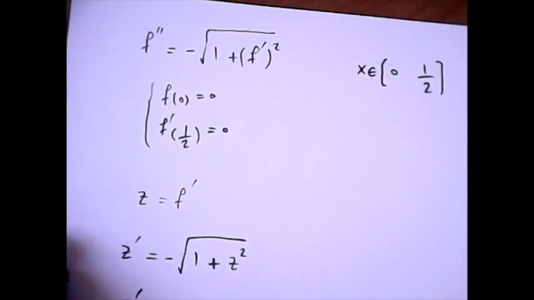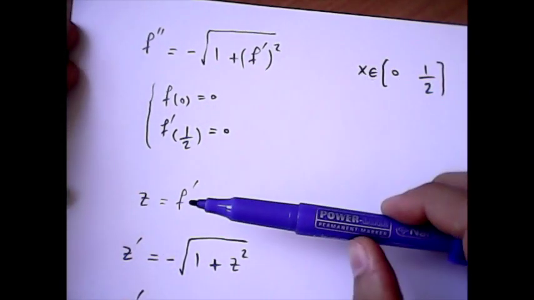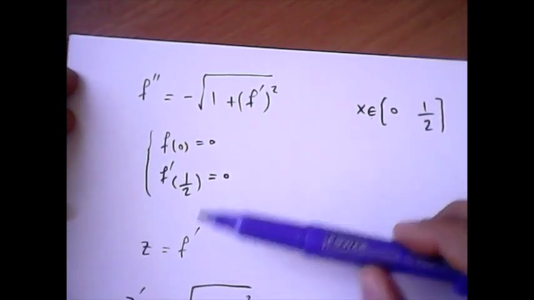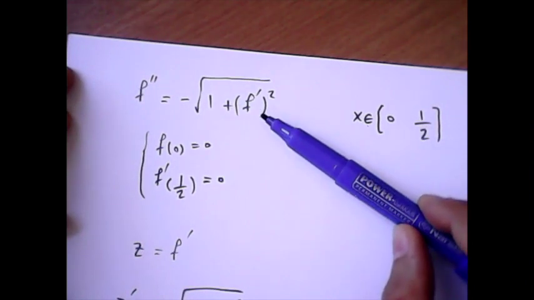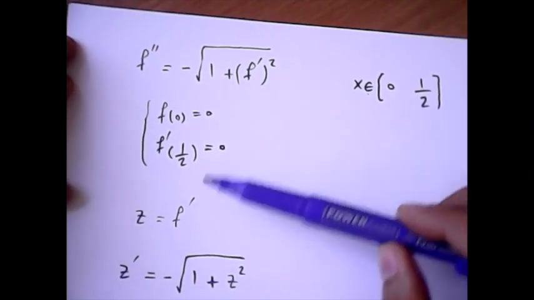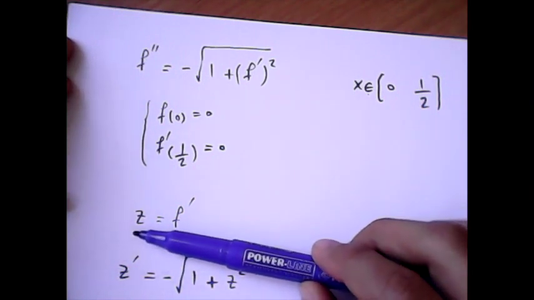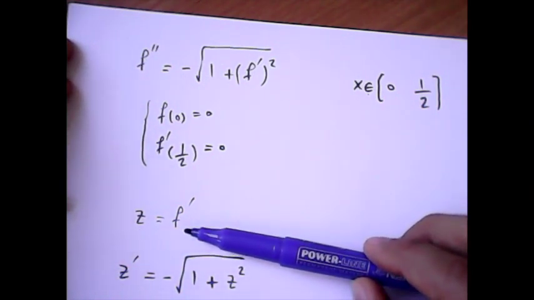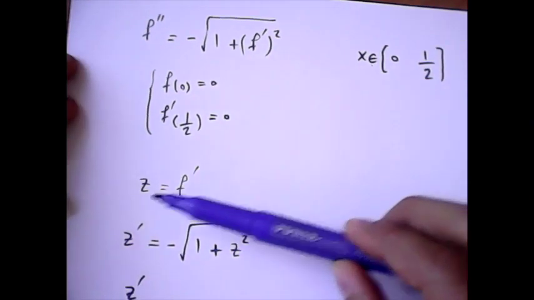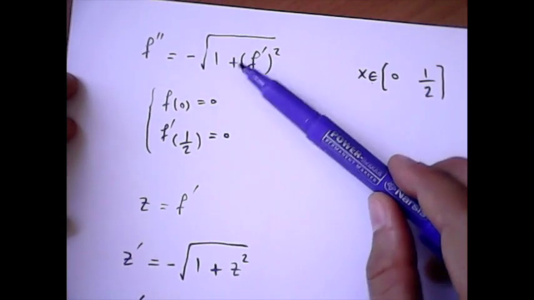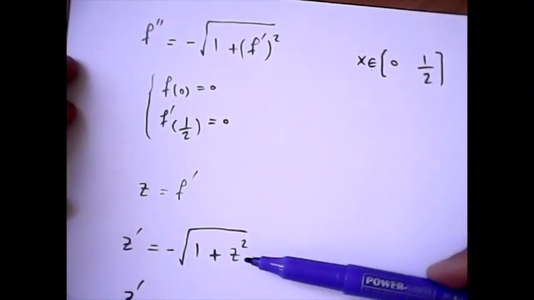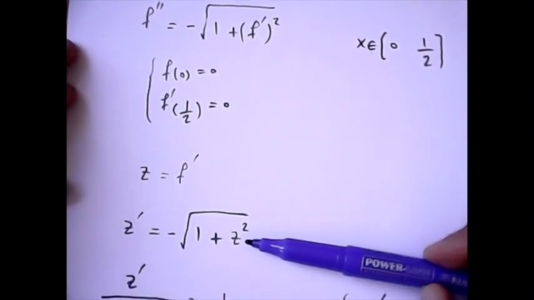So let's review what you've got to do. What we did here: we had this differential equation, the ugly one. We reduced the order this way. We introduced another function such that it's equal to the first derivative of the function we're looking for. We inserted this new function z into the differential equation to find a new differential equation.